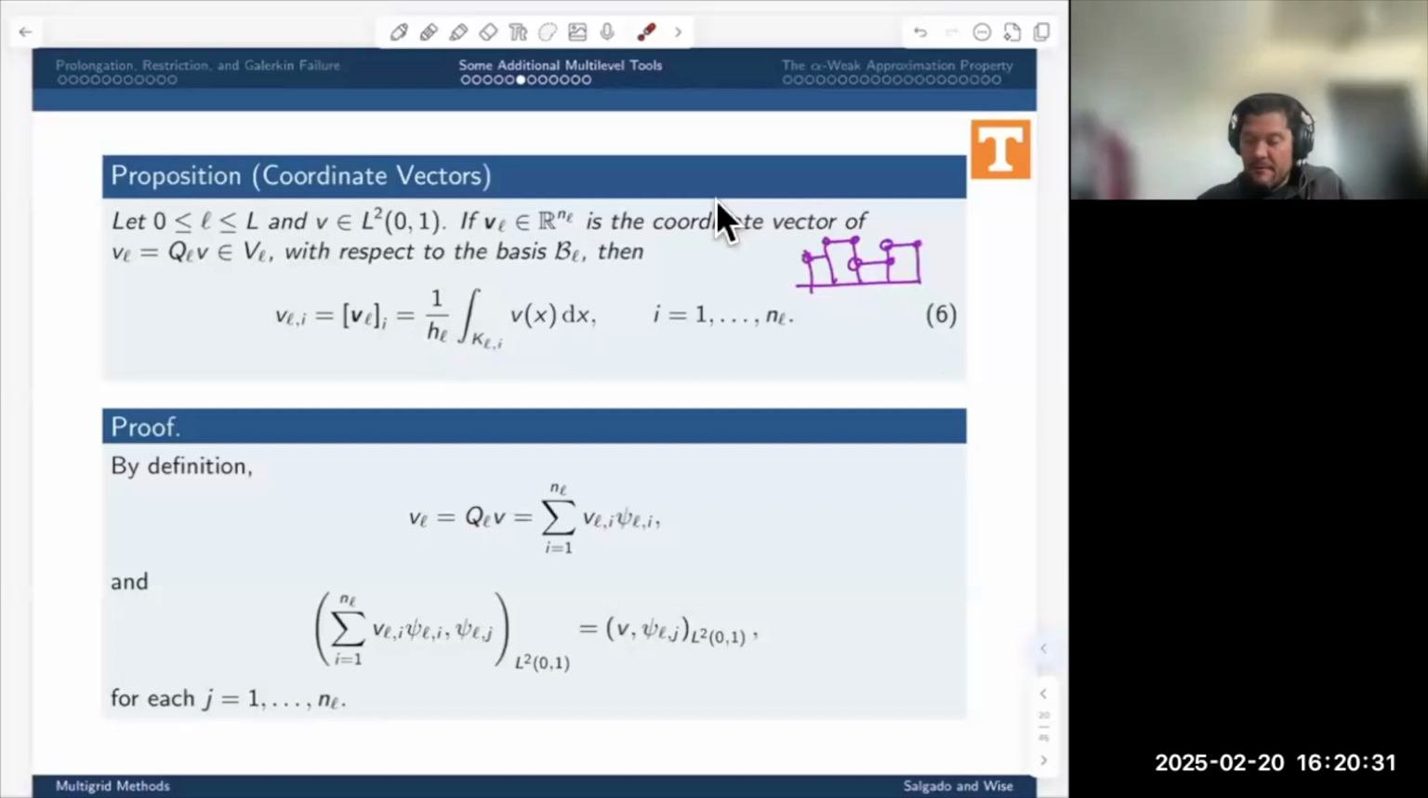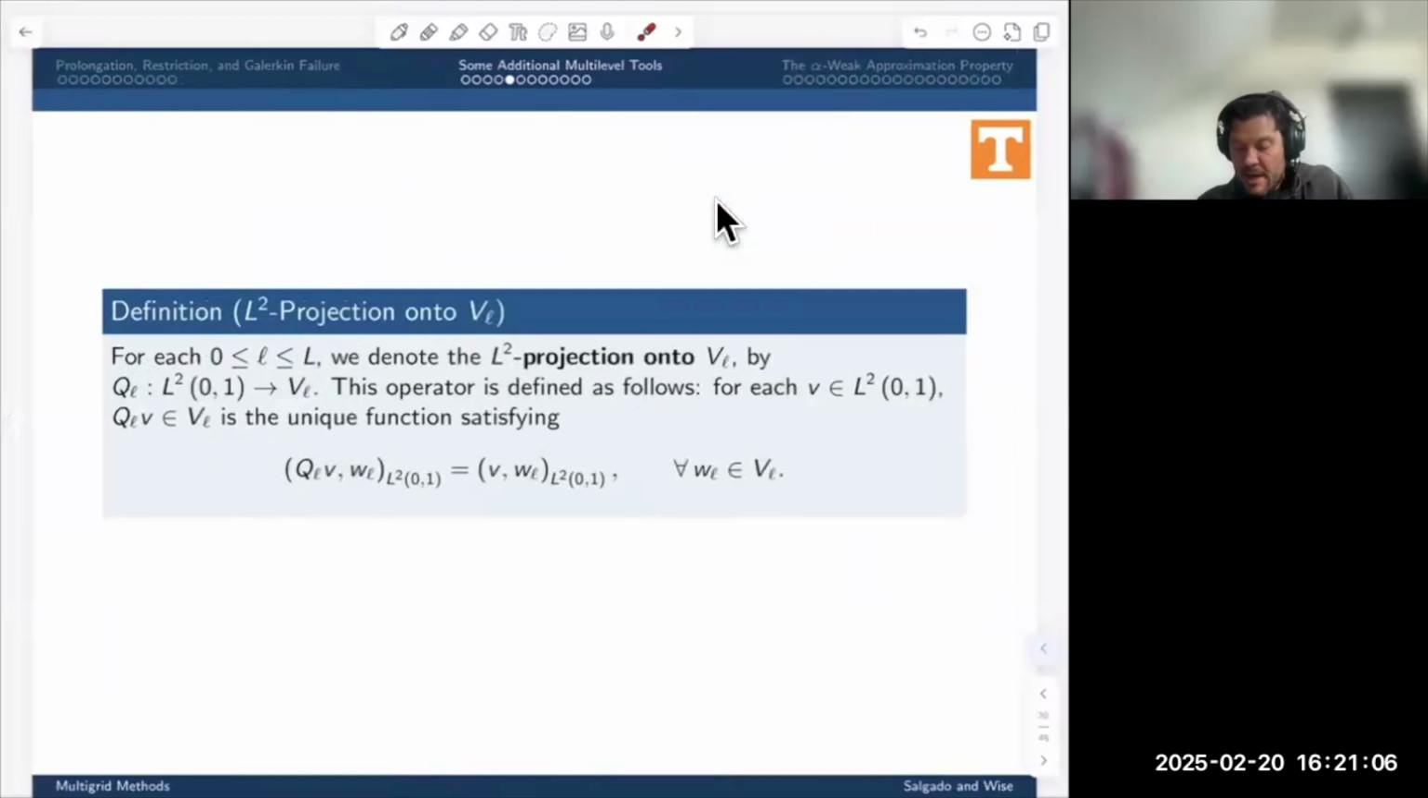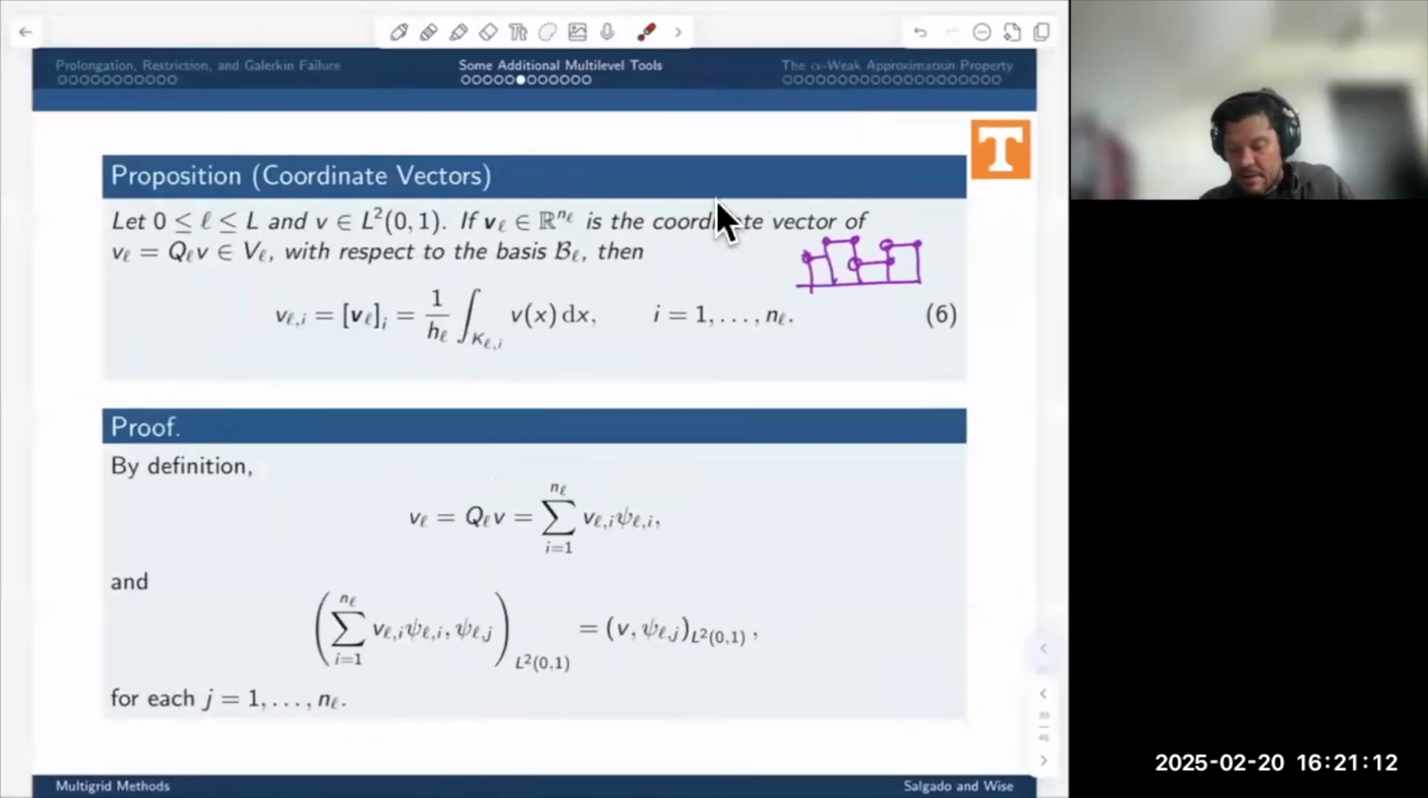So let's prove that for I between 1 and NL this formula holds. Well, if VL really is QL, and VL is its coordinate vector, then this has to be satisfied. So its expansion in the basis is obtained via that coordinate vector VLI, I equals 1 to NL. Now all I'm going to do is plug that into our formula. So we had this general definition here. I'm going to plug that expansion into that formula, and that gives me that.